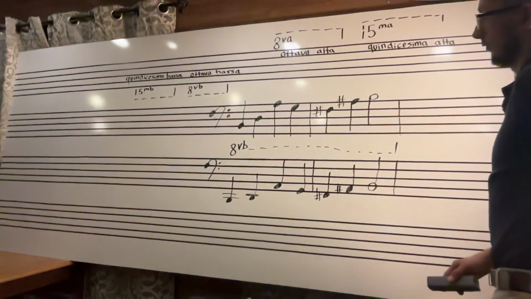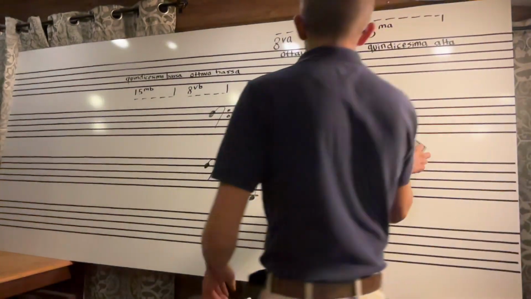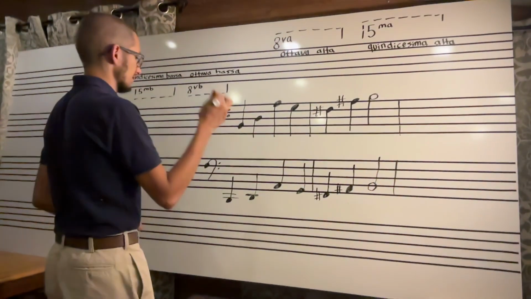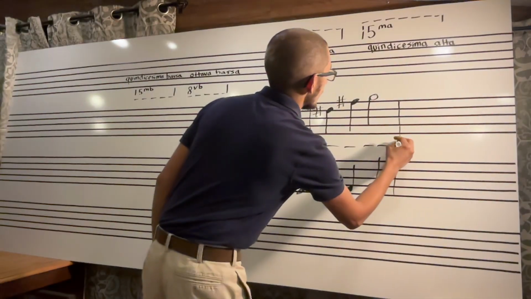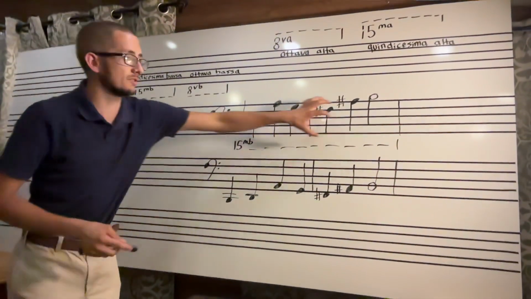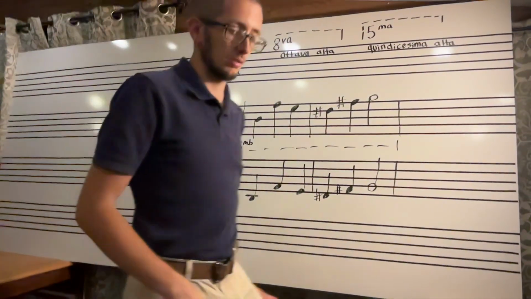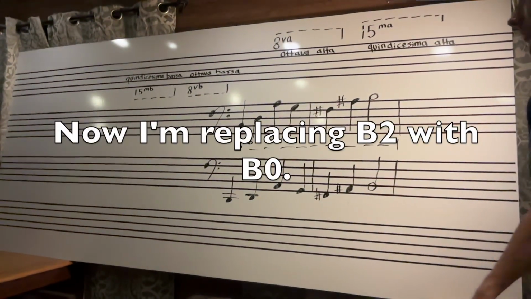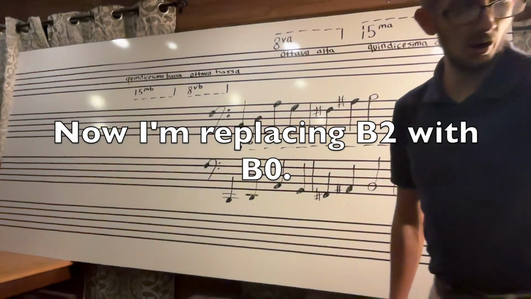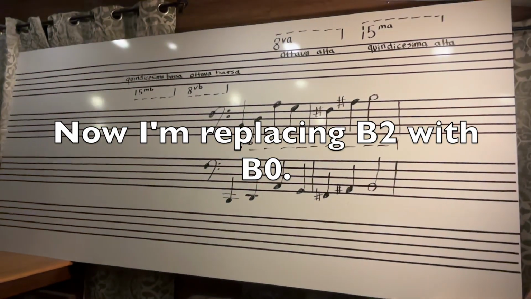Alright, now what if we have quindecima bassa? What if we have this same music right here with this symbol right here? That's telling us to play this music down 2 octaves. Alright, so instead of starting down here, we start down here. Alright, let's play this same exercise down 2 octaves.